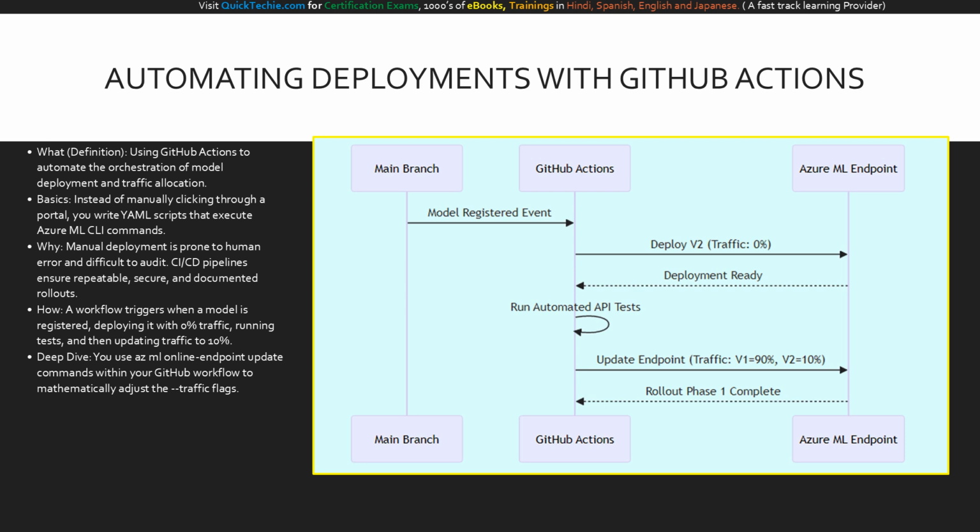Follow the sequence diagram to see GitHub Actions in motion. The process kicks off when a model registered event occurs on the main branch. GitHub Actions intercepts this and commands the Azure ML endpoint to deploy v2, but strictly with 0% traffic. Once Azure signals the deployment is ready, GitHub runs automated API tests against the new model in isolation. After the tests pass, GitHub sends the critical update command, shifting the traffic split to 90% v1 and 10% v2, safely concluding phase 1 of our automated rollout.